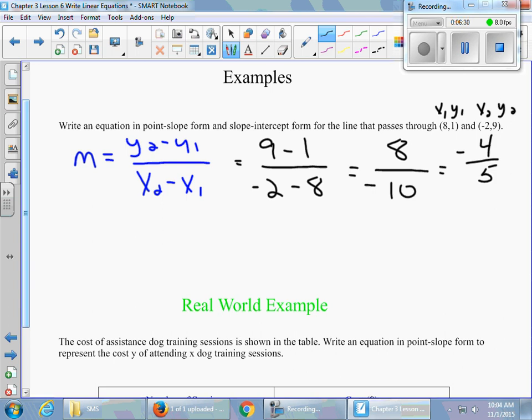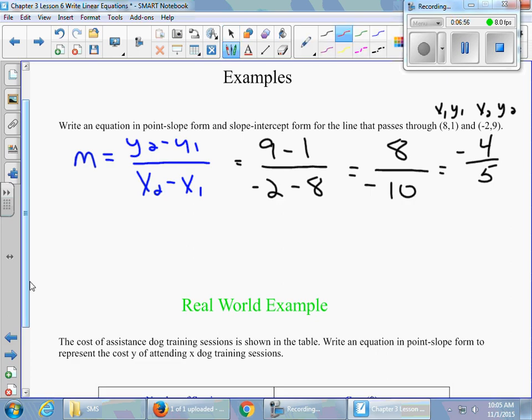Negative 4/5. A negative slope means from left to right, our line is going downward. Make sure we can understand that. So now we can put something in point slope form because we have a point and we also have our slope.